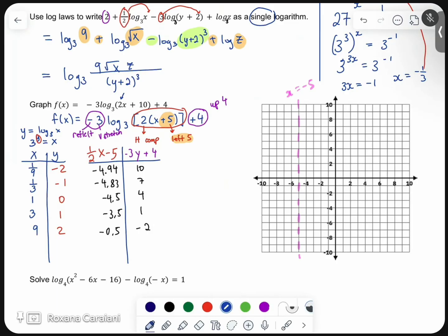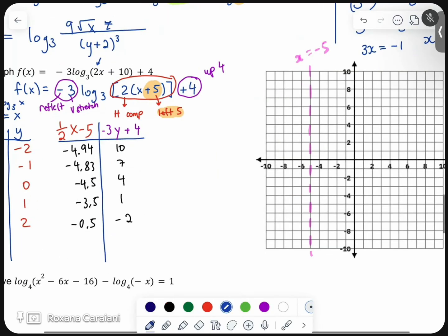So now I'm going to plot my points. Negative 4.94, 10. Negative 4.83, 7. Negative 4.5, 4. Negative 3.5, 1. And negative 0.5 comma negative 2. And then I will connect my dots.